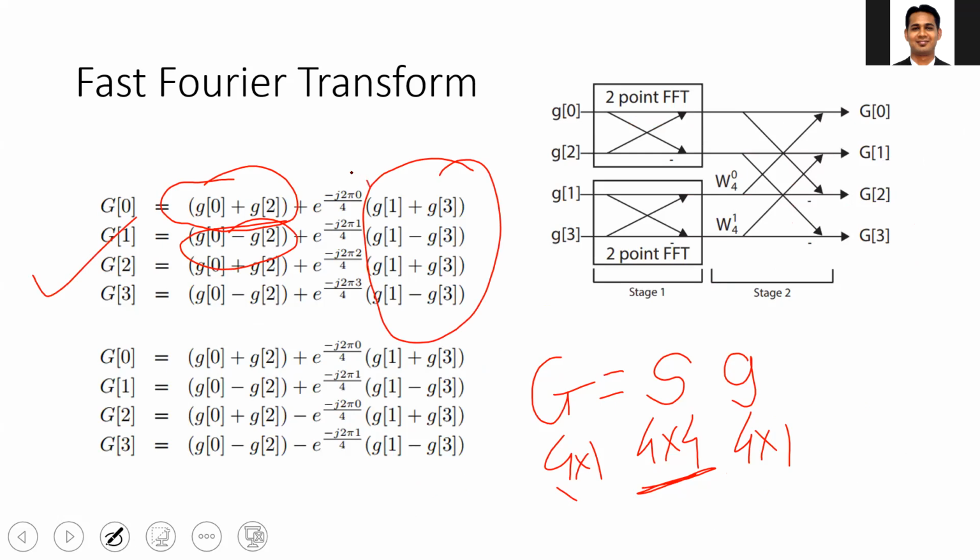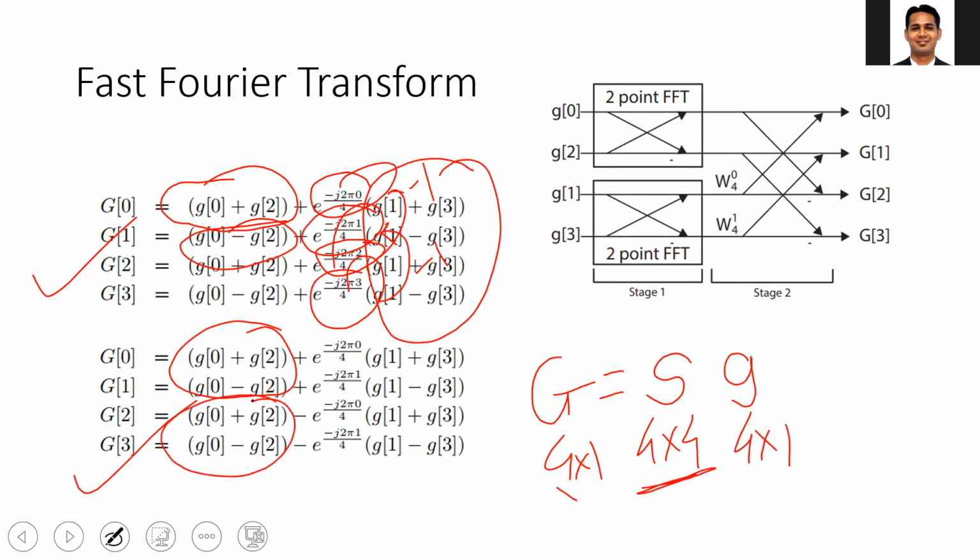If you notice clearly, this term and these terms are similar except for the minus sign, and this one and this one are similar except for the minus sign. So you can simplify it further. And if you see here, this is nothing but the 2-point FFT which we discussed in the beginning, and this is the same as the 2-point FFT. So you are doing the 2-point FFT.